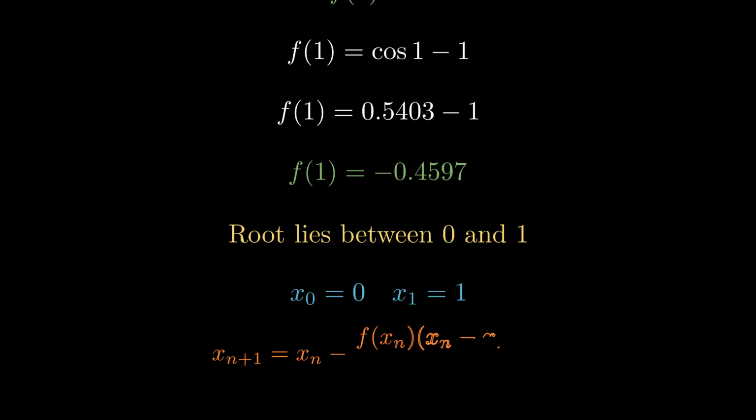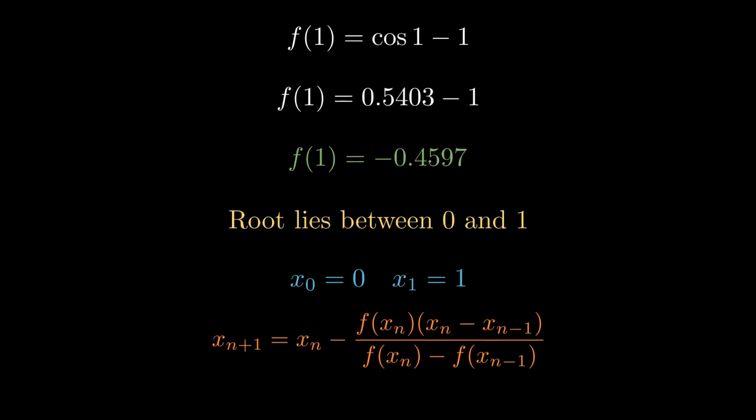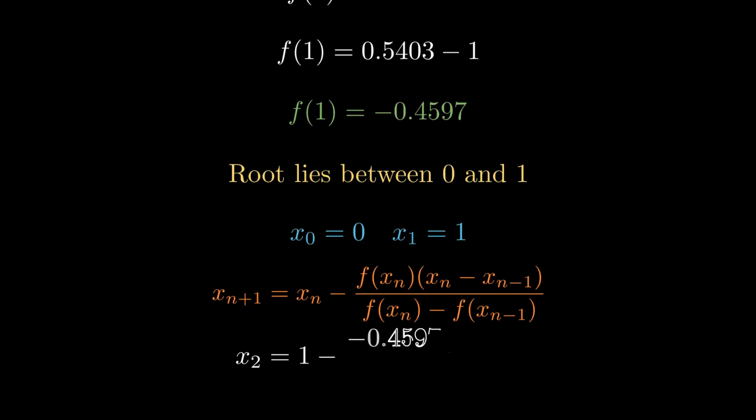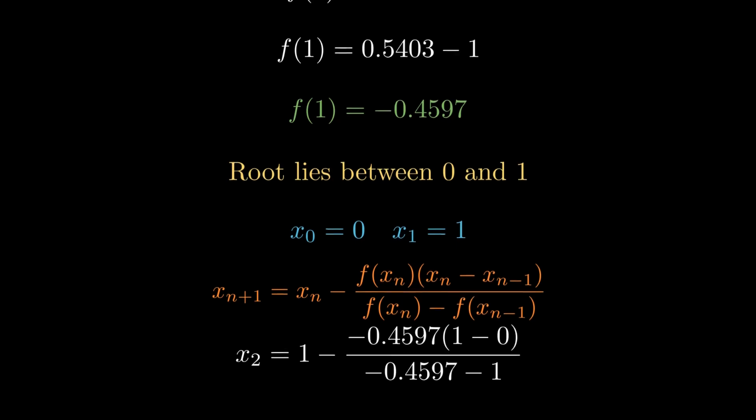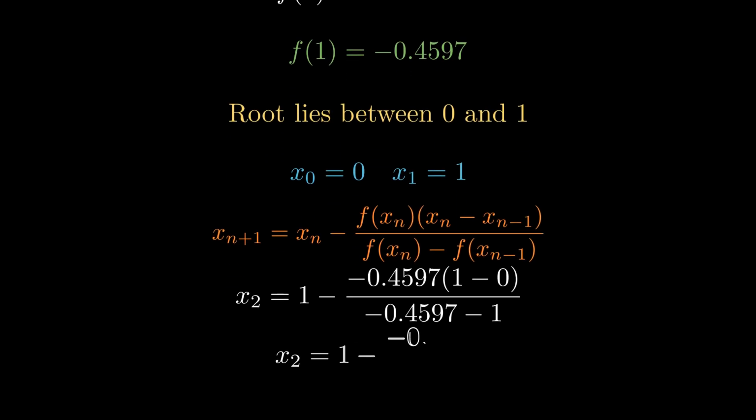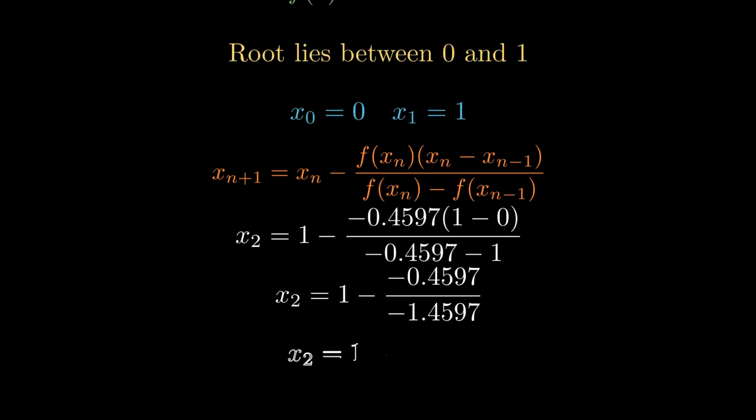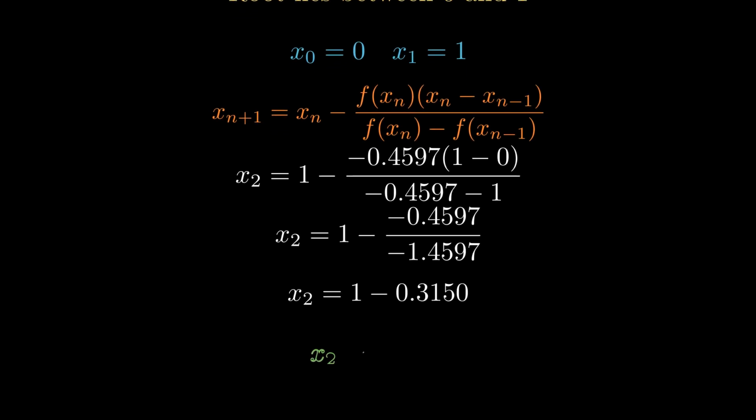Apply the secant method formula. Substitute into the formula. Simplify the denominator. Divide the numerator by the denominator. The next approximation becomes 0.6850.